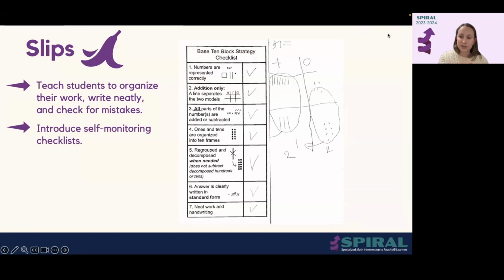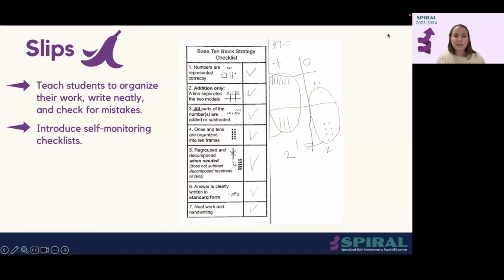And I used those errors to create a checklist so that students could check for all of those frequent errors before turning in their work. And so I wrote, are numbers represented correctly? Did you separate the two models? Because we're putting parts together into a total. Are your ones and tens organized into 10 frames? Did you regroup when necessary? Do you have neat work in handwriting?